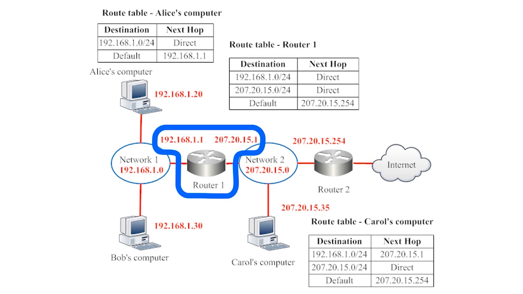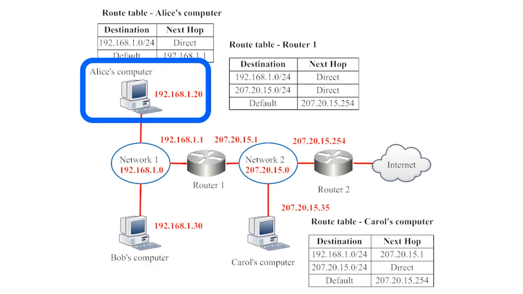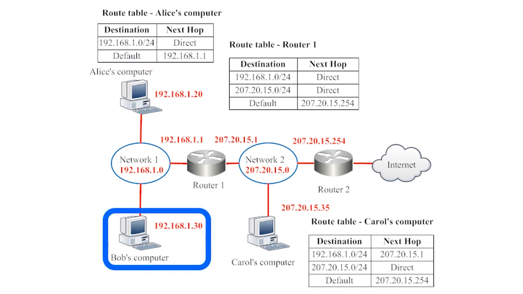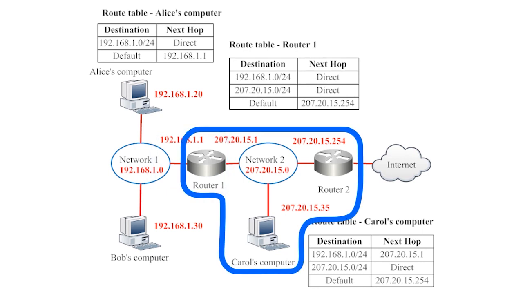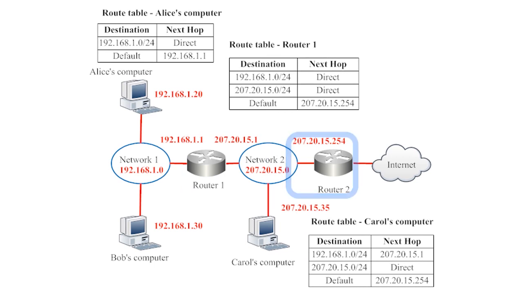So those two IP addresses don't refer to different devices, they just refer to the same device from different perspectives on different networks. Network 1 consists of three devices: Alice's computer, Bob's computer, and Router 1. Network 2 also consists of three devices: Carol's computer, Router 1, and Router 2. Notice that Network 1 has no direct connection to the internet. Network 1 can only connect to the internet through Network 2.